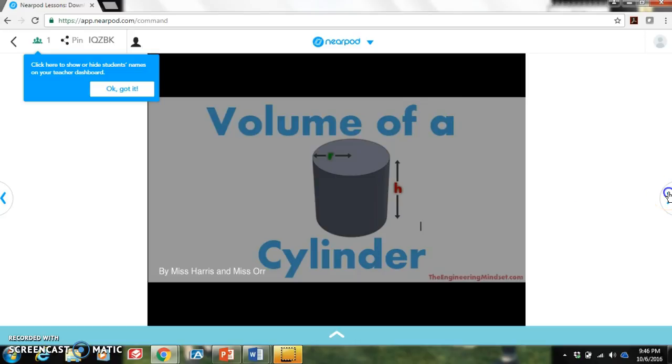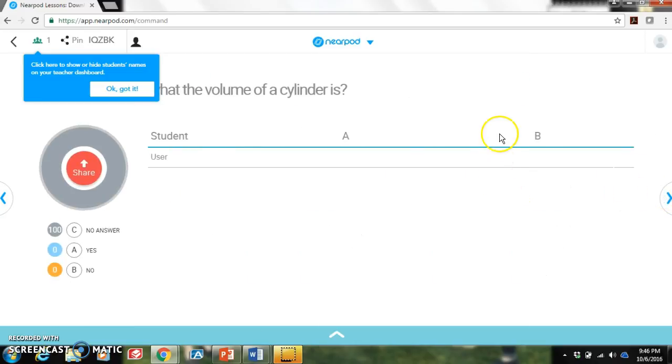So the first thing they're going to see is a title page. And then this is what the instructor sees, but the student will see the poll. So right now this is a poll as to whether or not they know what the volume of a cylinder is. So I'm going to go ahead and click yes and hit send. And just in a few short seconds you will see the user here have a dot right there. And that means I selected answer A, which was yes. I'm going to go ahead and share it with the students so they can see who got the answer correct and who did not.